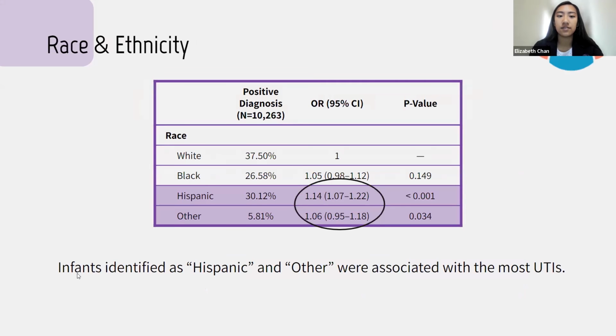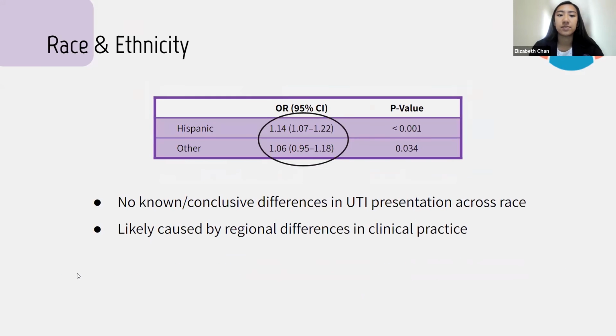Regarding race and ethnicity, infants identified as Hispanic were associated with a disproportionate number of UTI diagnoses with 14% higher incidence than other groups, and infants identified as other also had higher incidence. However, we don't think this is a result of any racially ascribed differences. It's more likely that this variability in prevalence is due to regional differences in clinical practice or collection methods in places with different demographic makeup.